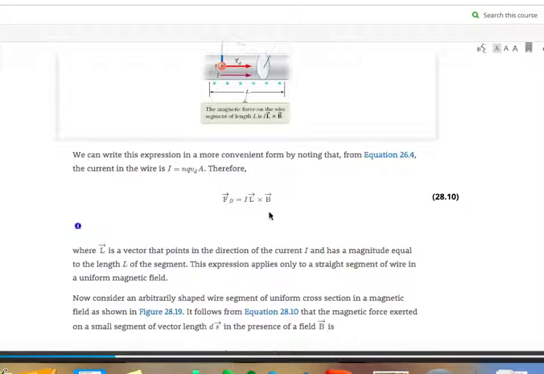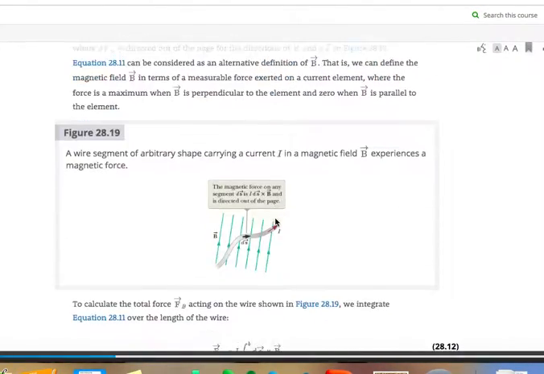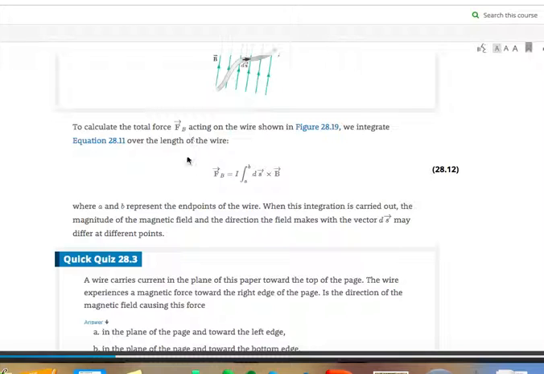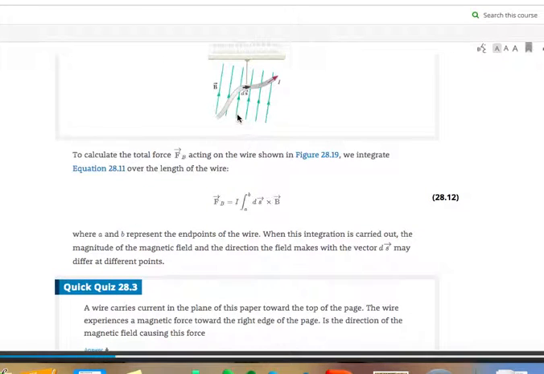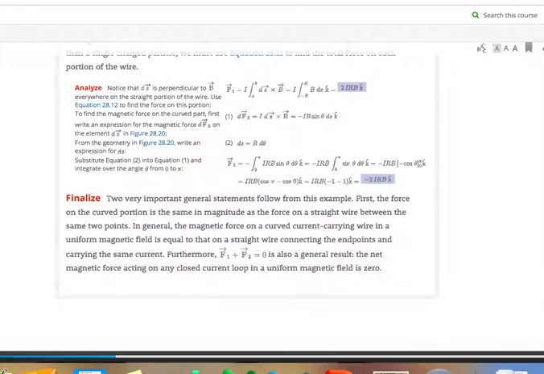what was qv cross B has now become IL cross B, I being the current, L being the length of the wire itself. Both of those are on your formula sheet, but it's basically the same concept. And there is a calculus form in case the wire turns. It's I integral ds cross B. You only want the portions that are perpendicular to the magnetic field there. And we'll go through and do that example.